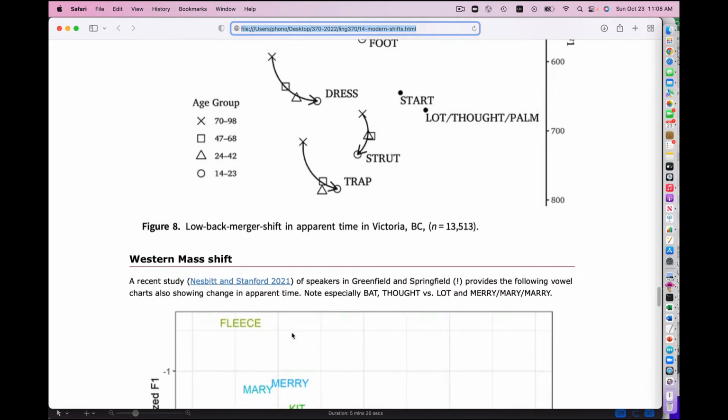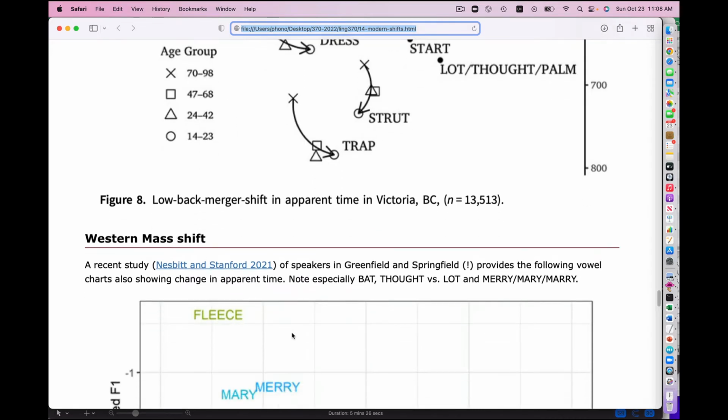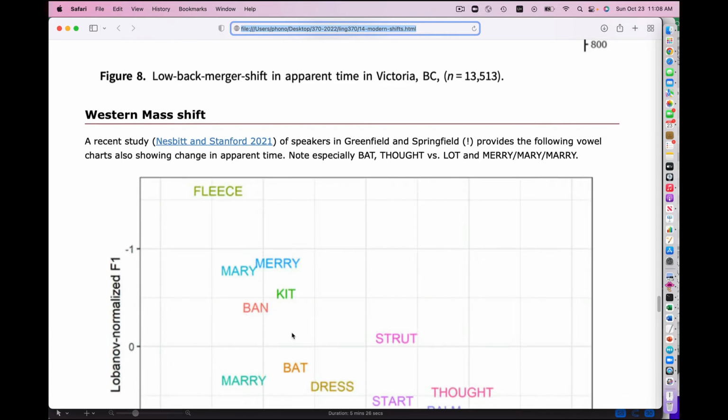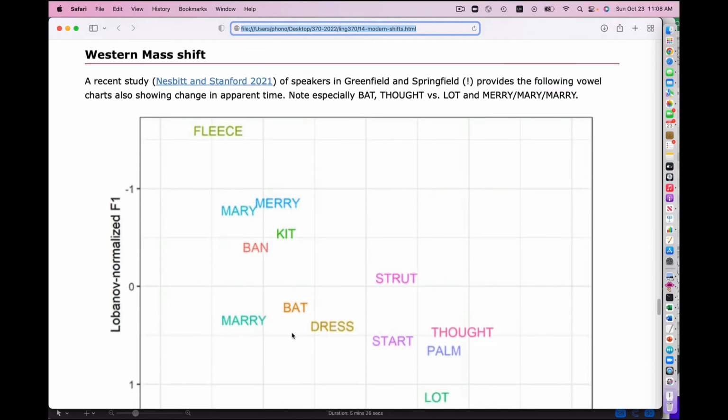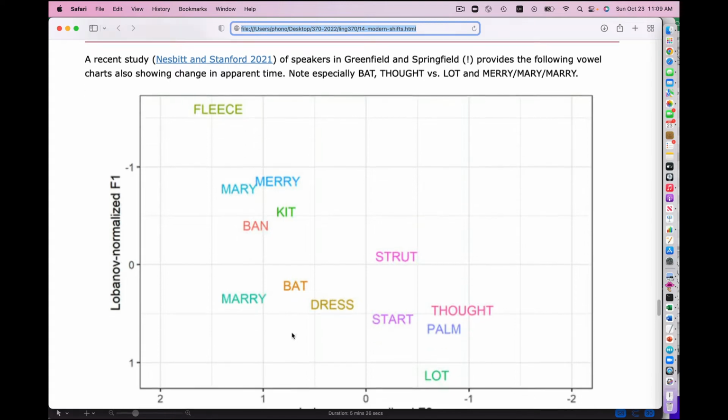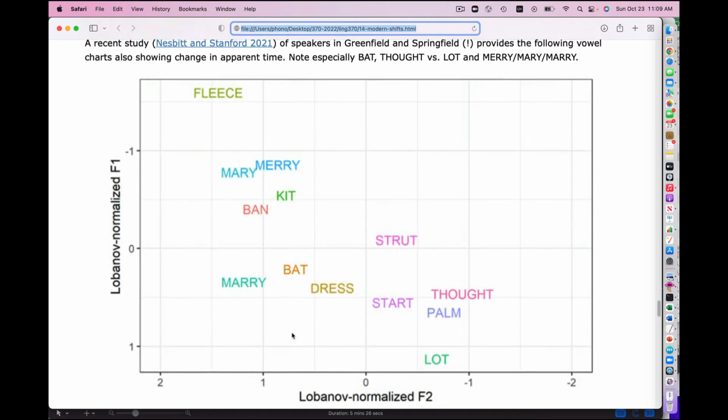Okay, now we can talk about Western Massachusetts. Again, a very recent study, this time from 2021. The data were collected in 2019 from speakers in Greenfield and Springfield. Take a look especially at the changes in bat. So bat is the key word that's being used here for the [æ] vowel. In this paper, they're using ban as the key word for the [æ] before nasal.